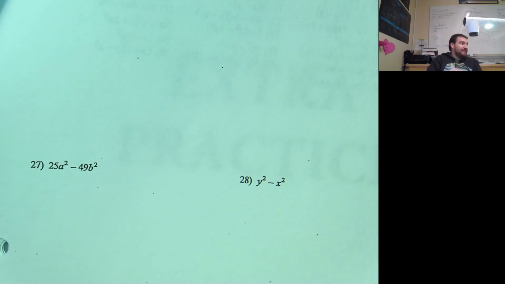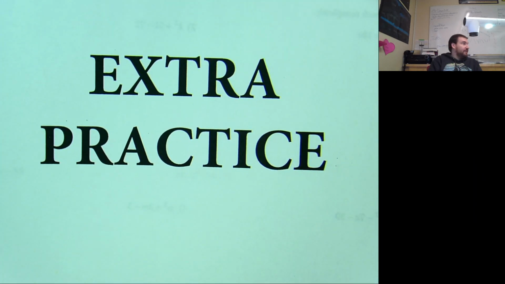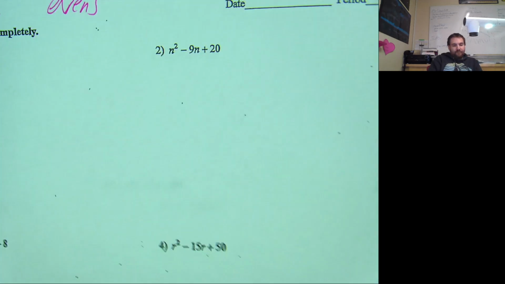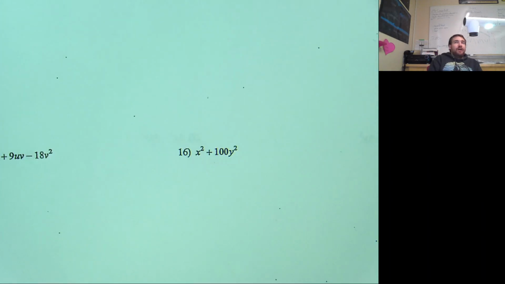Because if no one asks about the evens, then Gavin's going to ask me about extra practice. Carolyn. 16. I thought there was a few. Okay, so 16, here we go.